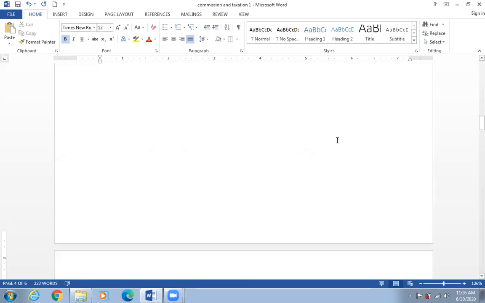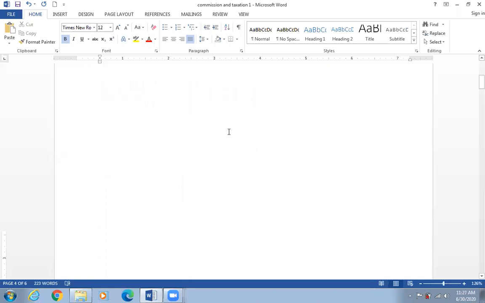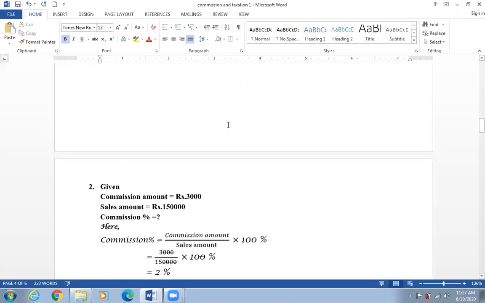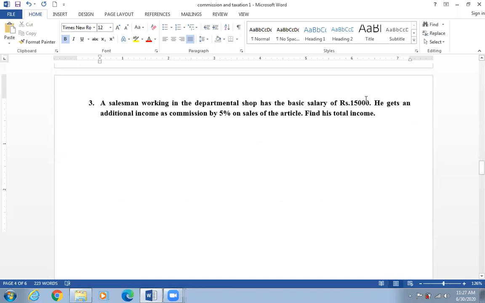Look at here. So we are going to the third formula. Total salary cost equals basic salary plus commission amount. So total salary equals basic salary plus total commission amount. So what is this 15,000? It is the basic salary.